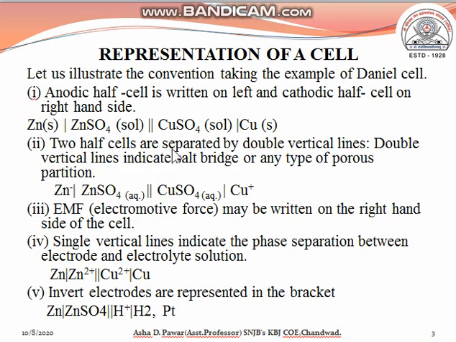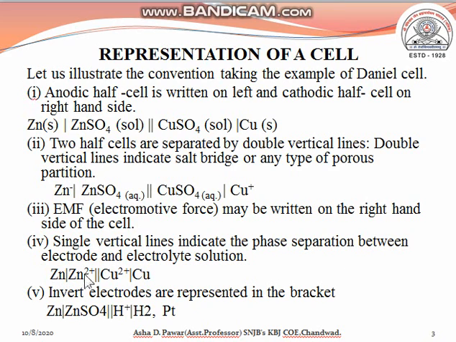So two half cells are represented by a double vertical line. A double vertical line indicates a salt bridge or any type of porous partition. That is, these two half cells, zinc in zinc sulfate and copper in copper sulfate, can be separated by using the salt bridge. It is indicated by the double vertical line. Electromotive force is always written on the right-hand side of the cell. A single vertical line indicates the phase separation between electrode and electrolytic solution.